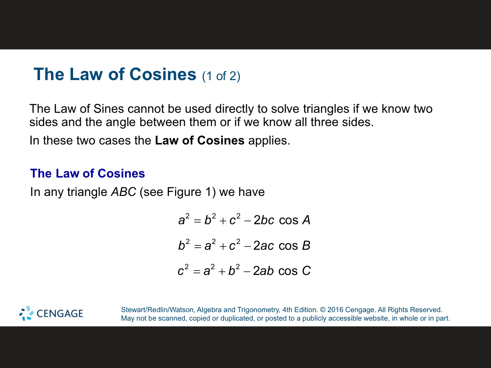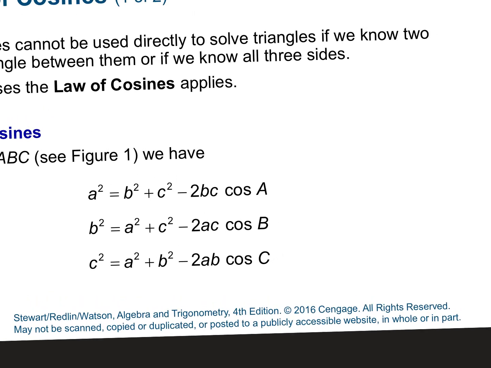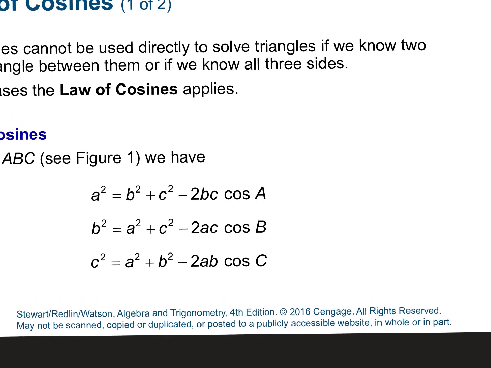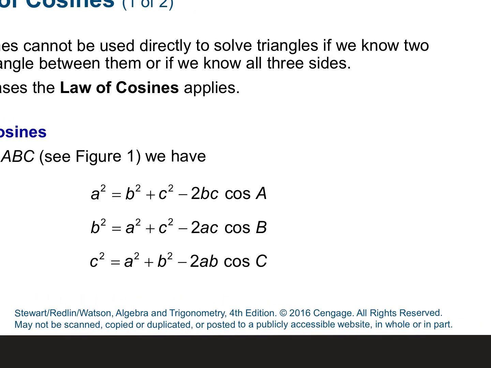Okay, guys, today we're going to talk about the law of cosines. You use the law of cosines when you can't use the law of sines, and you'll see why in a second. But this is the law of cosines formula. All right, it's a squared equals b squared plus c squared minus 2bc times cosine of A.